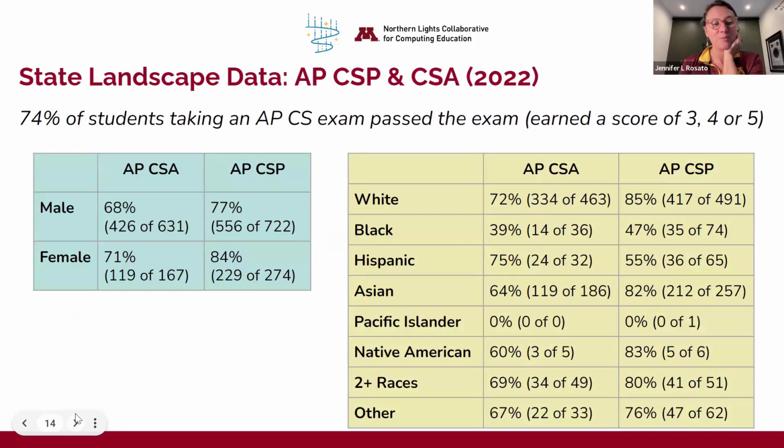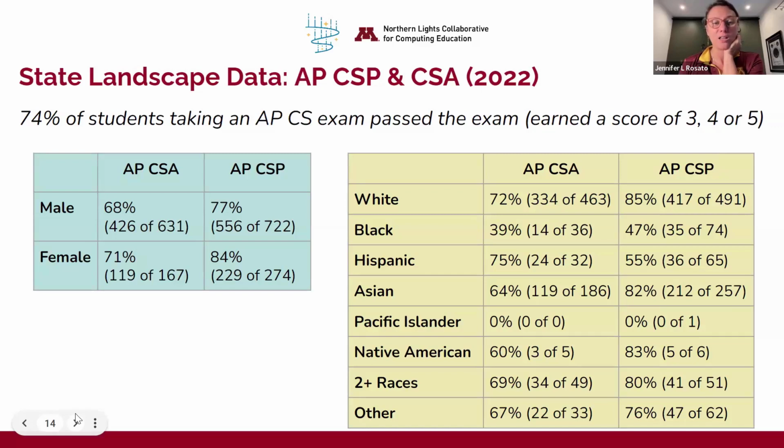You can see on here, in terms of looking at gaps, male students pass the computer science principles exam at a 77% rate, while female students pass it at a rate of 84%. So that might surprise some people that female students pass the CSP course more often than the male students do.